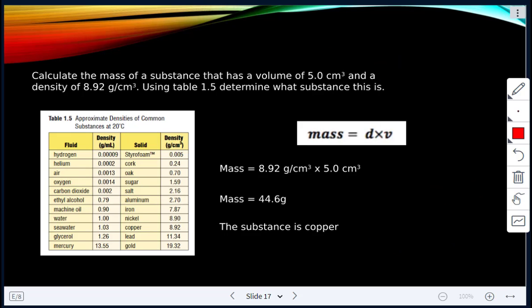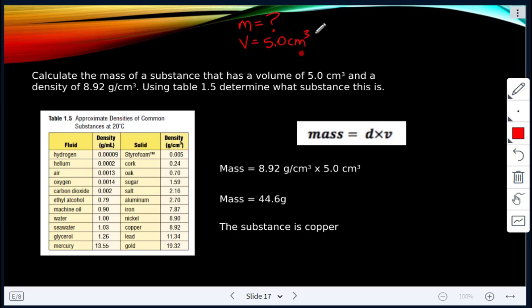Okay, so our next example: calculate the mass of a substance that has a volume of 5.0 centimeters cubed and a density of 8.92 grams per centimeters cubed, and then use table 1.5, which is here, to determine what substance this is. All right, so calculate the mass. That's what we don't know. Mass is in grams. We do know our volume. Our volume is 5.0 centimeters cubed.